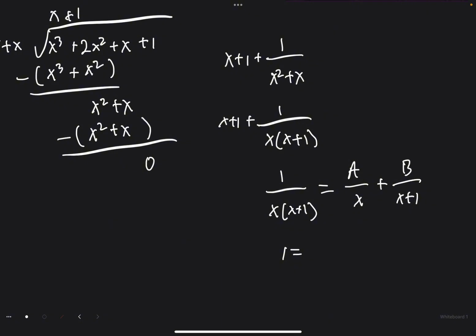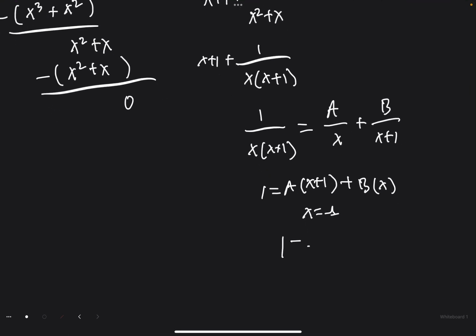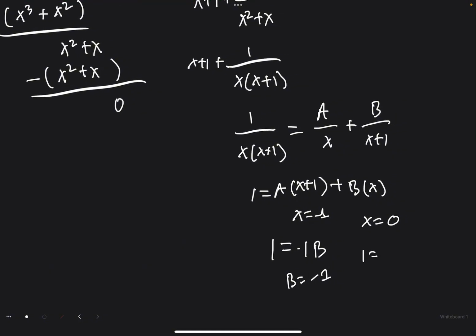So 1 is equal to a(x plus 1) plus bx. Again, what you're missing, right? So x would be -1. So 1 is equal to -1b. b would be -1. And then when x is 0, again, 1 is equal to 1a. So a would also be 1.